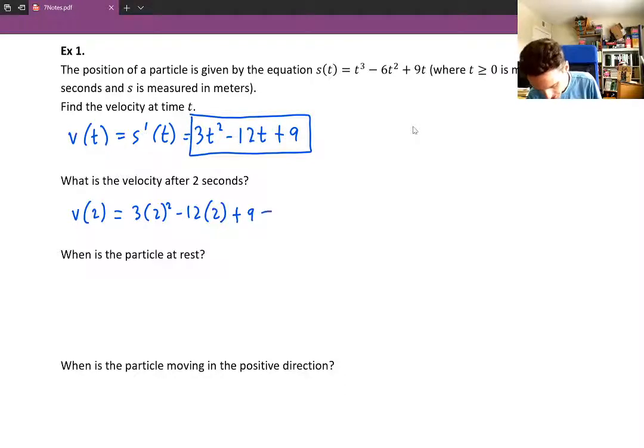And in this case, you get -3 meters per second. Yeah, just like in the example. That was a total coincidence.